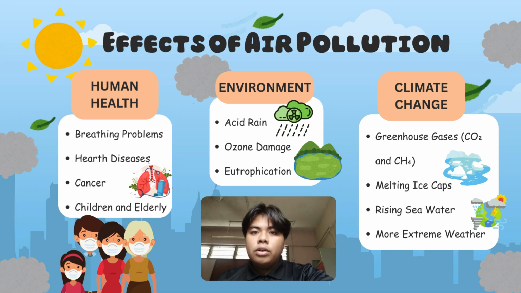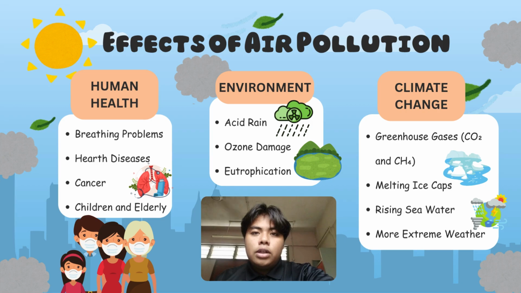For the effect on the environment, air pollution causes acid rain, which damages soil, water, and plants. It also produces ozone near the ground that harms crops and forests. Another problem is eutrophication, where too many nutrients lead to algae overgrowth in rivers and lakes.